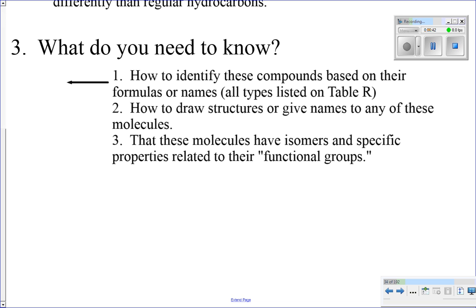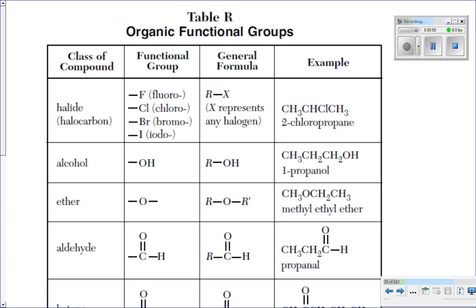You need to be able to identify them. You need to be able to draw or name them, and you need to be able to understand that they have isomers. You will have Table R to help you with this, and you want to get very good at depending on Table R. Otherwise, you're going to be doing a lot of memorization. Table R is a very large table. You want to make sure that you have it open while you are following along with these notes.